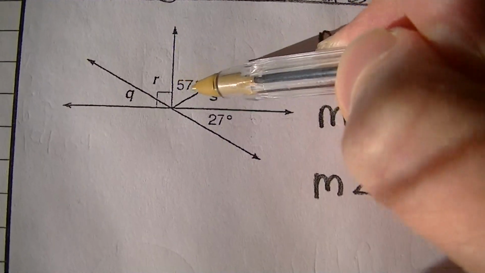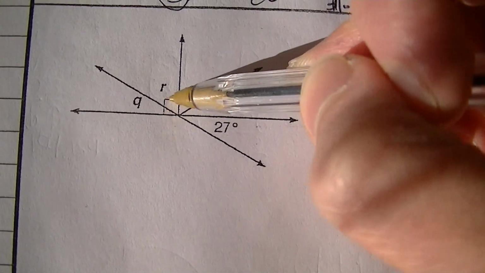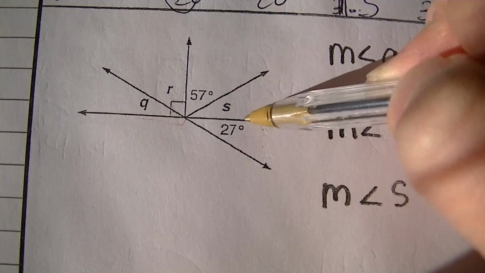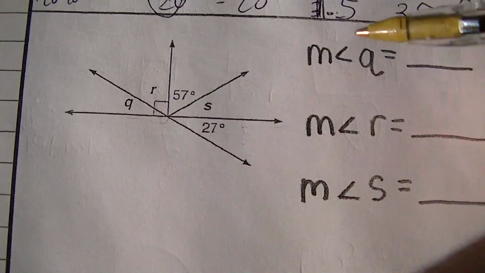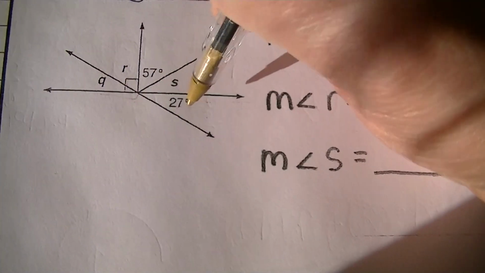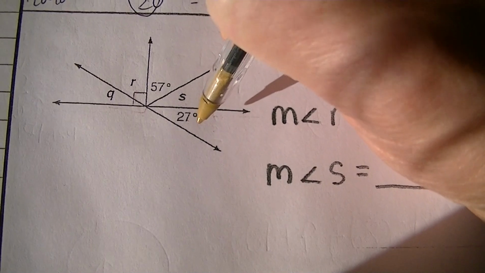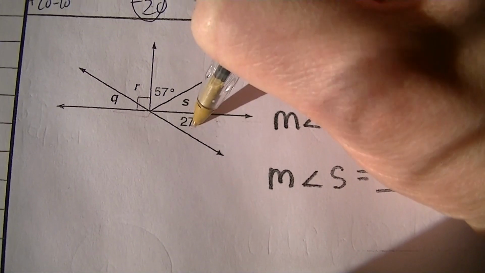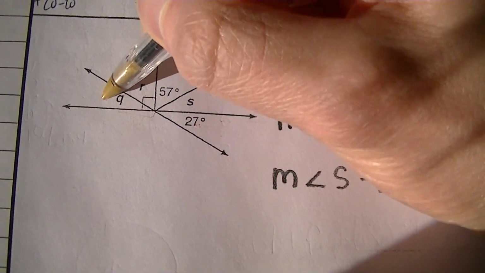I see that they give us this angle right here. They give us that this one right here is 90. They give us that this is 27. When I'm looking at this, I want to see, hey, I know vertical angles are always congruent.